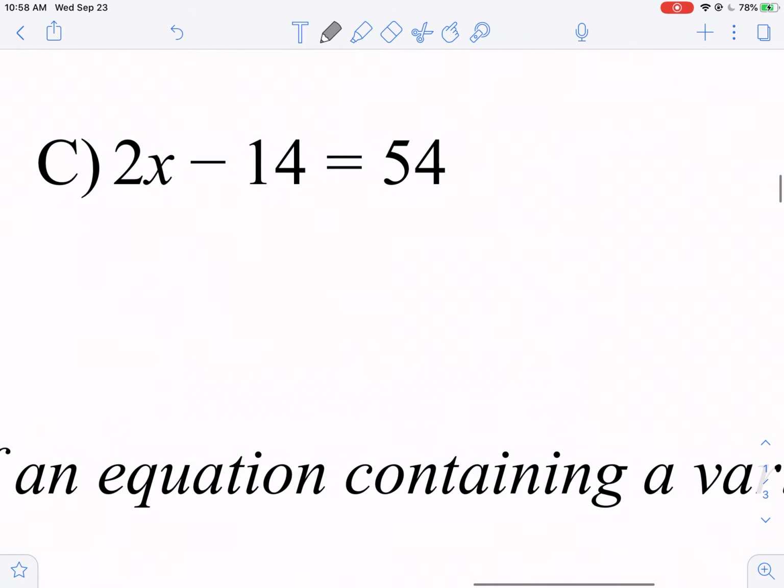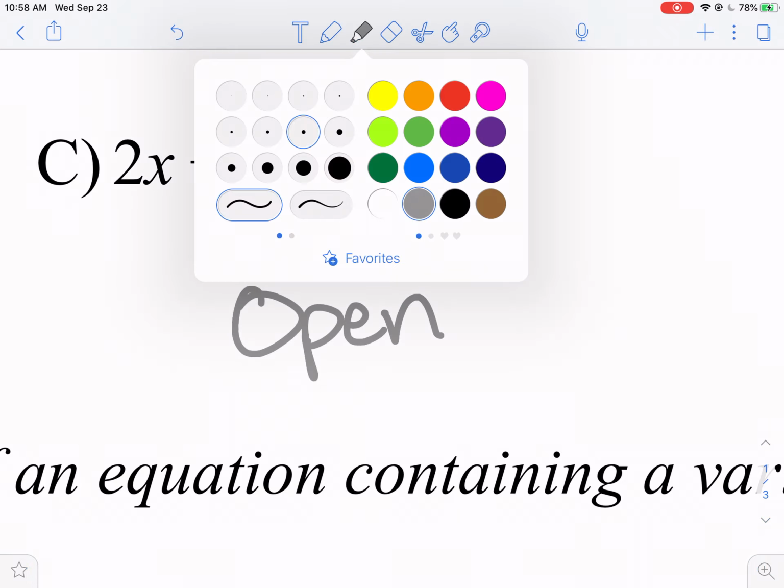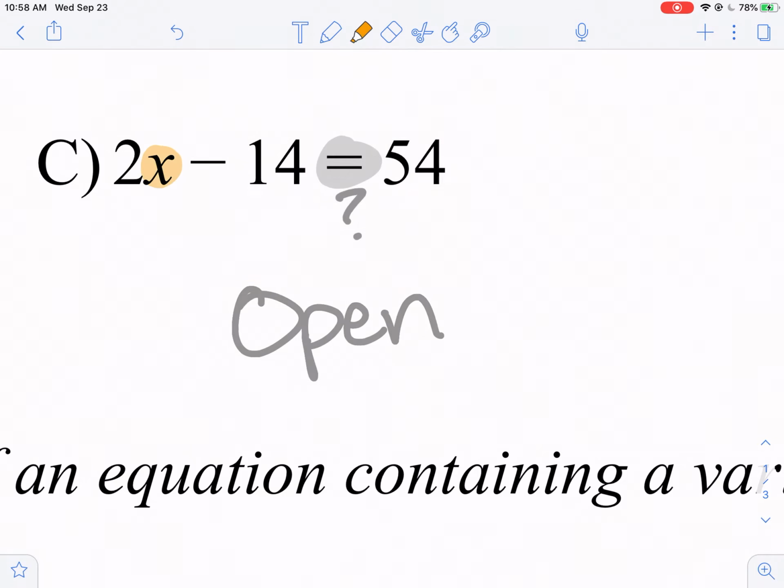And then look at C. It has an equal sign, so it is an equation. 2x minus 14, we can't simplify that. Is that 54? I don't know. So we say this is open. It depends on what x is. So who knows?